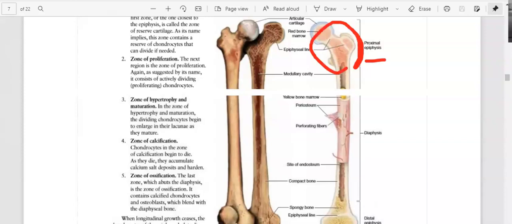And all this is also going to be called epiphysis. But this one is going to be called proximal epiphysis because that's going to be closer to your body compared to this one, which is going to be considered distal epiphysis. In the middle, you're going to have the diaphysis.